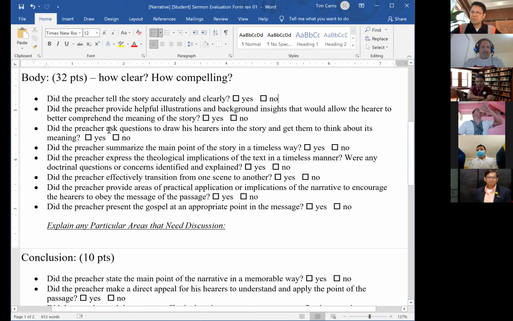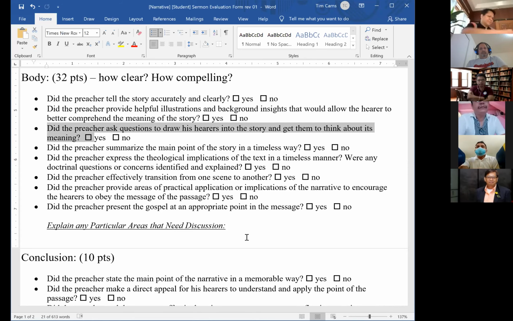And that's why I have this third statement. Did the preacher ask questions to draw his hearers into the story? Questions can be very effective, especially the why questions. All right, so be thinking about that as you go through the story. The narrator is going to point some things out in the story. Do you draw attention to those things?